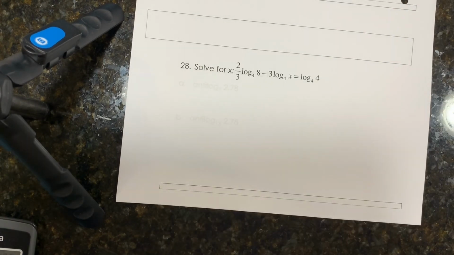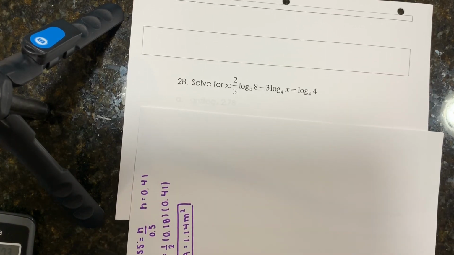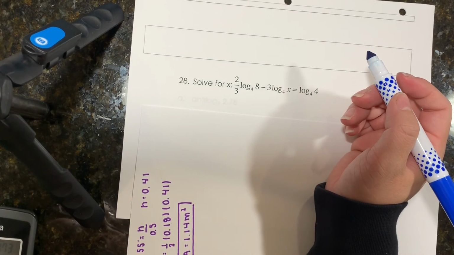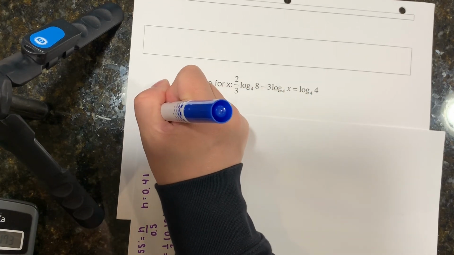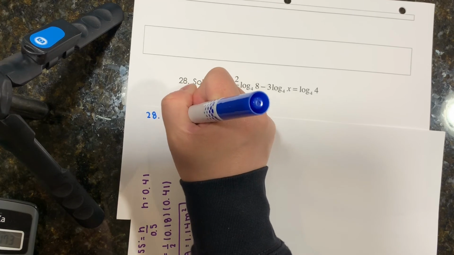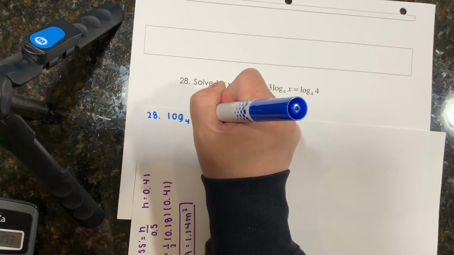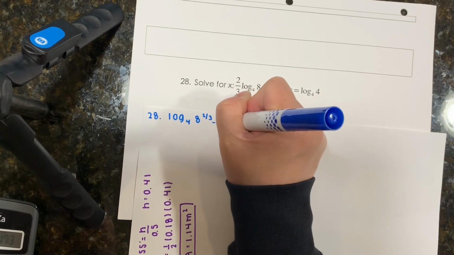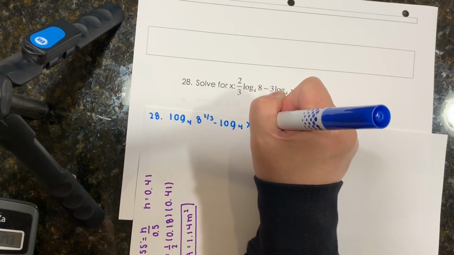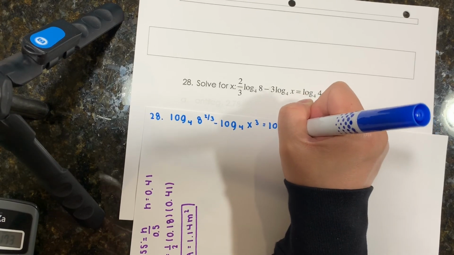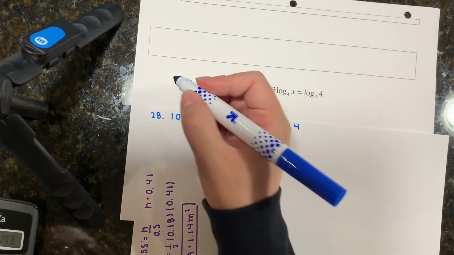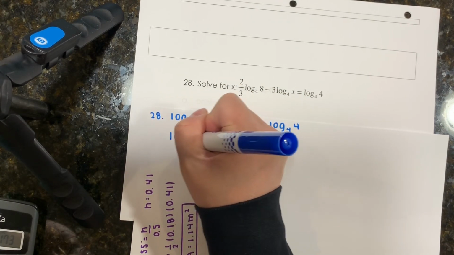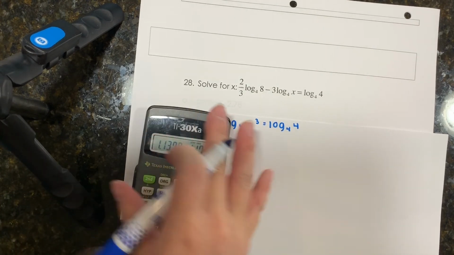Now for number 28, if there's a number outside the logarithm, it's going to become the exponent. So the 2/3 is going to become the exponent of the 8. The 3 becomes the exponent of the x. So I actually have log base 4 of 8 to the 2/3 minus log base 4 of x to the 3rd equals log base 4 of 4. Now the minus sign means we're going to divide. So this would become log base 4.